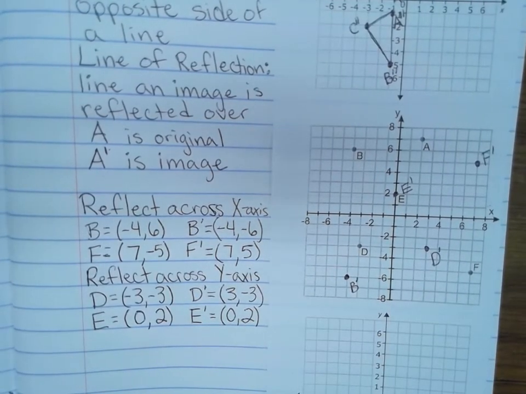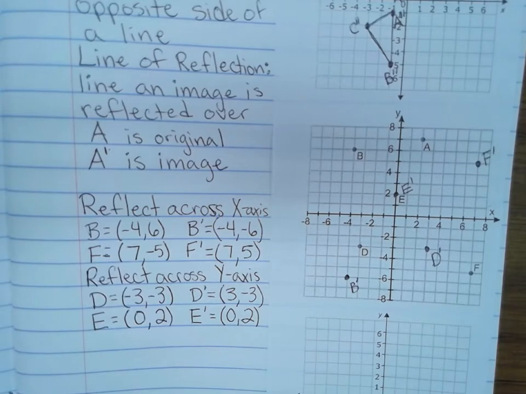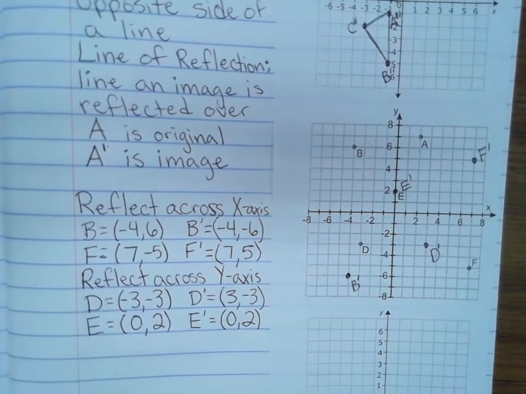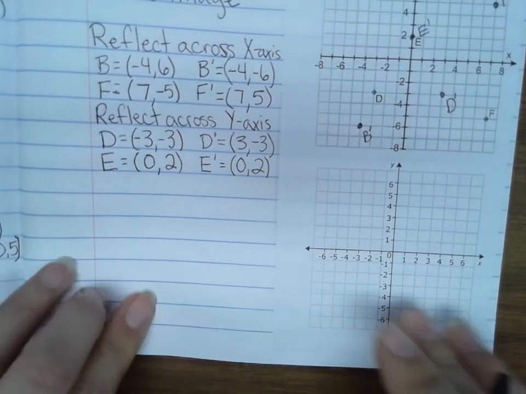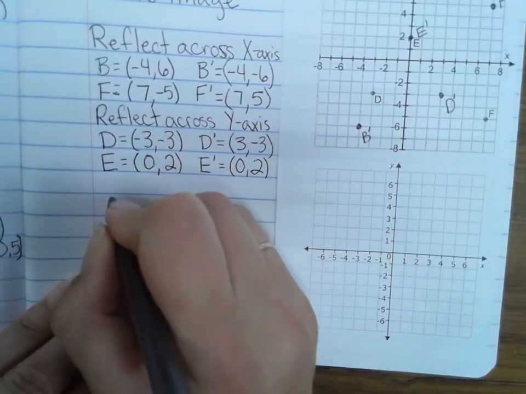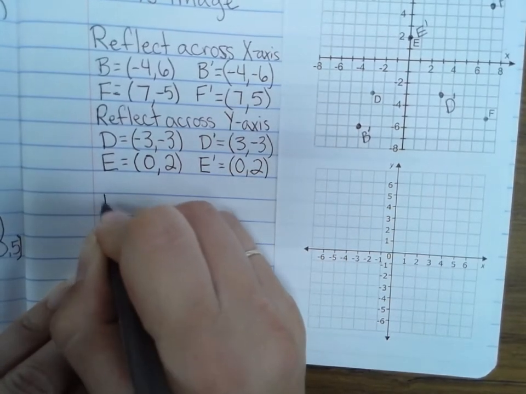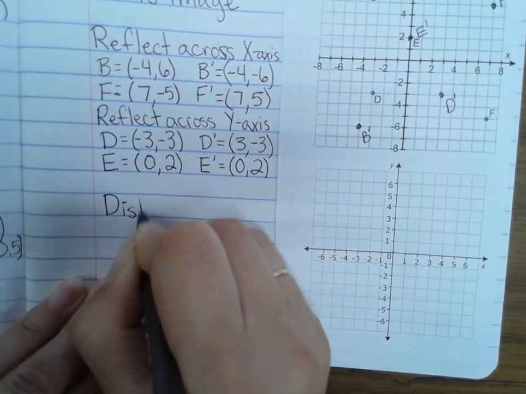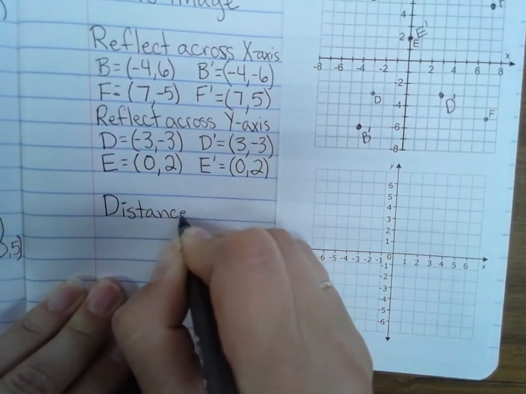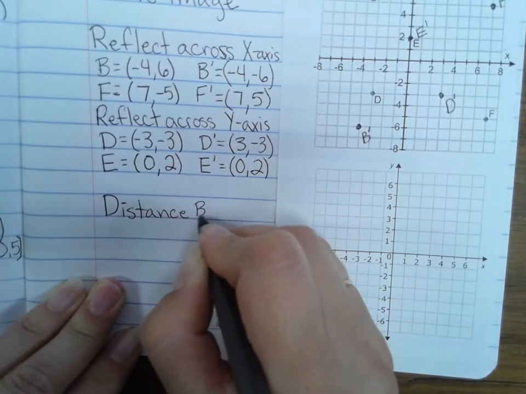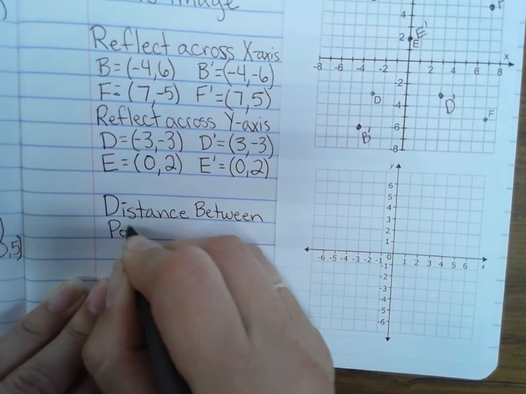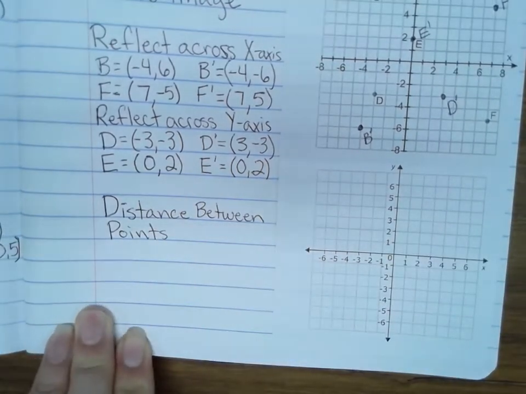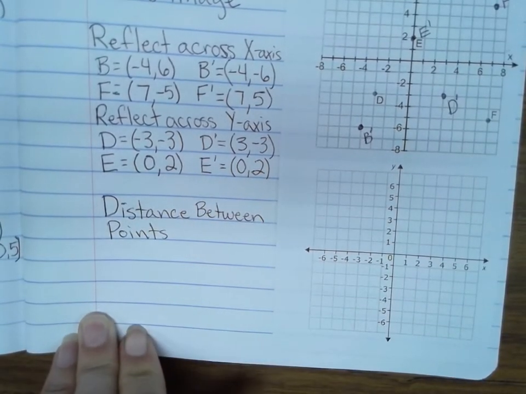Okay, that's how reflections work. And sometimes you'll be asked to reflect and then reflect again. And you can do that. Okay, one last little part is we're going to be talking about distance between points. So skip one line, I want you to write distance between points. Okay, if they form a straight line, it's easy to tell the distance.